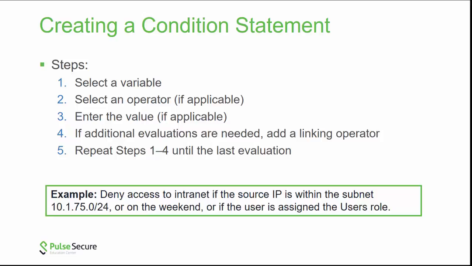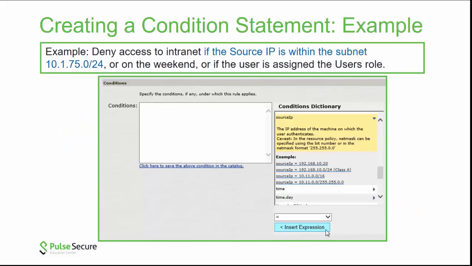For our example, we will now examine the first variable, source IP address. Users should not be allowed to connect if they are coming from the internal intranet. To add this variable and operator to the conditions window, highlight the desired variable, select the operator and value you wish to use, which in this case is the source IP. Then click Insert Expression. Then enter the desired value in the condition window.